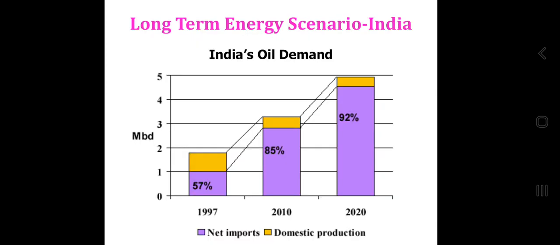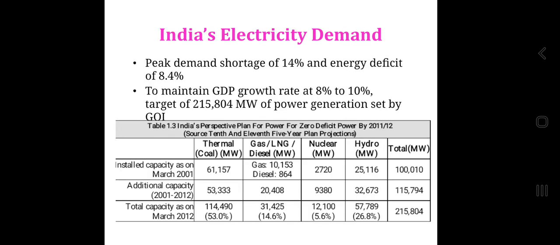Long-term energy scenario in India. So India's oil demand shows a 92% increase after 2020. India's electricity demand: peak demand shortage of 14%, energy deficit of 18.4%. To maintain the gross domestic product growth rate, 8% to 10% is targeted, and 2,15,804 megawatt of power generation was set by the Government of India.